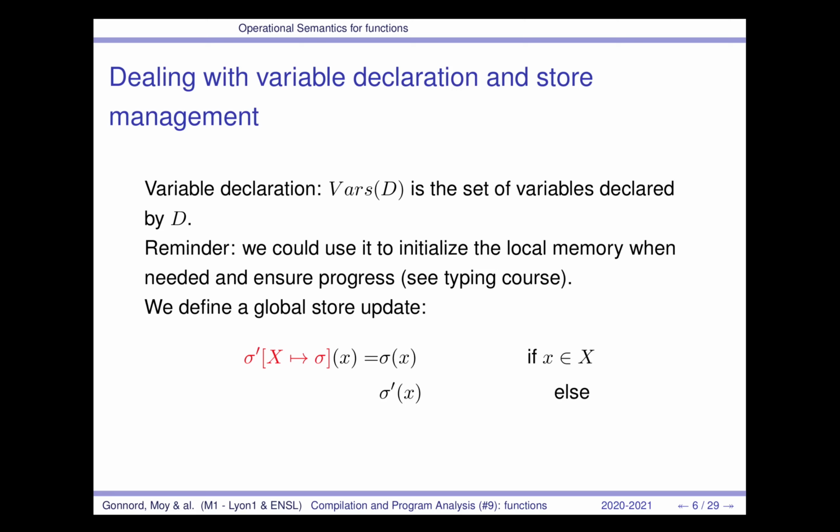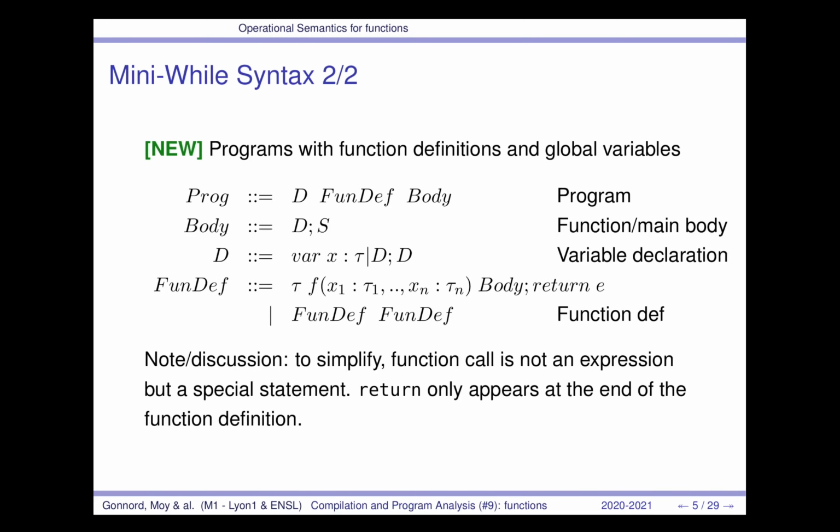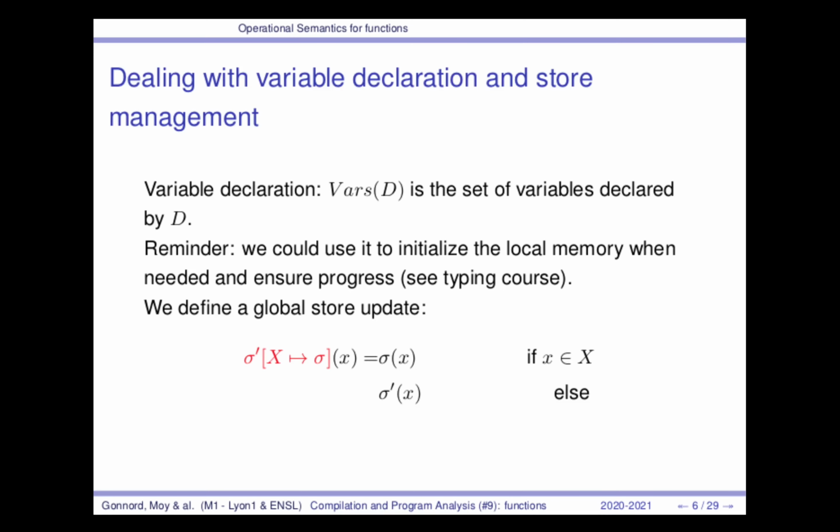I'll use the function vars of D. Remember, D is a set of declarations of the form var x : tau. So vars of D is the set of x used in the D declaration. So it's all the variables declared, I should say, in the declaration D.